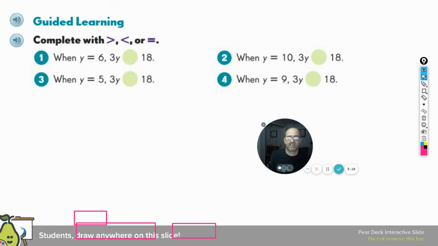Let's see. Complete each of these with greater than, less than, or equal to, and notice for each one it gives you a value to input for y. Pause me, and then I'm going to start ripping through them in about 5 seconds. Okay, I'll see you in a couple seconds.